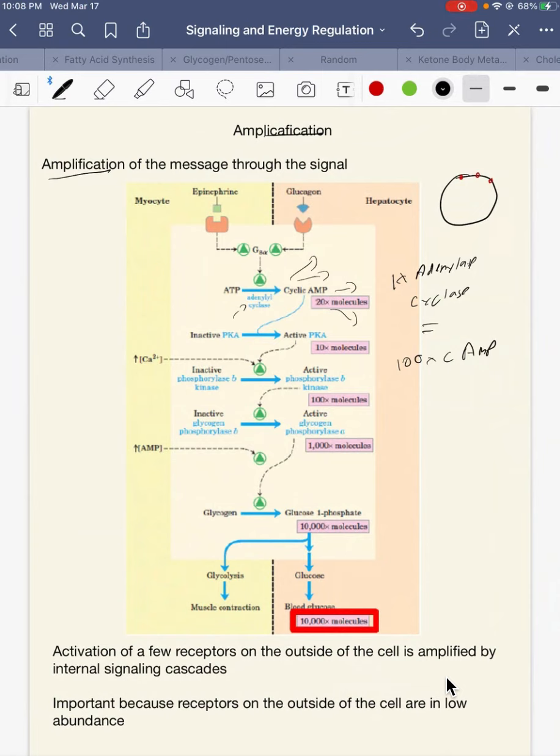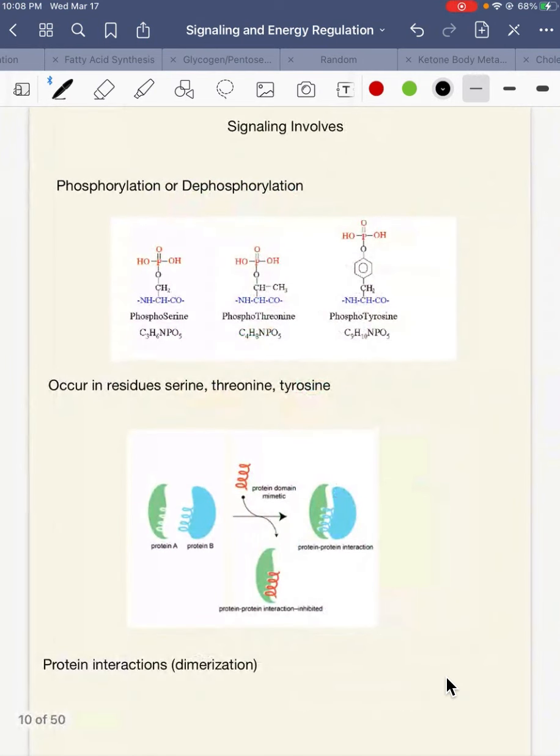So now these 100 cyclic AMPs can go on and activate PKA, for example, so they can activate two PKAs or something like that. So you basically just amplify the signal as you go on. So activation of receptors on the outside of the cell is amplified in the internal cascade. This is important because receptors on the outside of cells are usually in low abundance, and you want to get the most out of those receptors. So that's why this signaling cascade mechanism evolved.